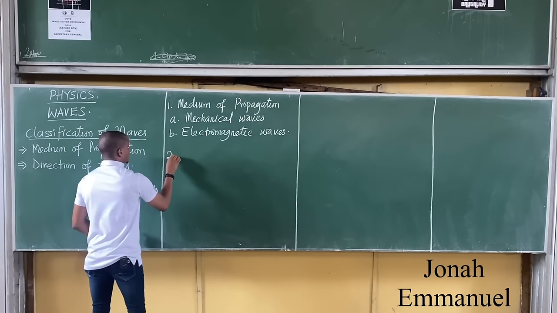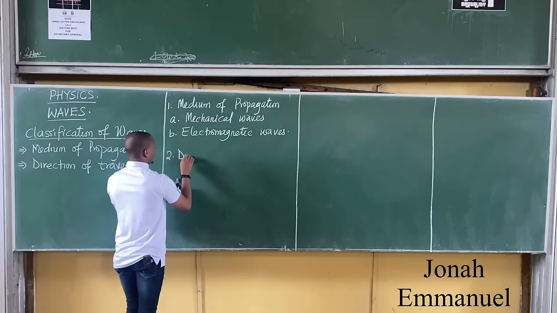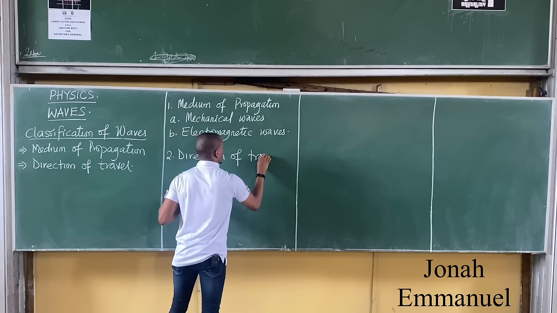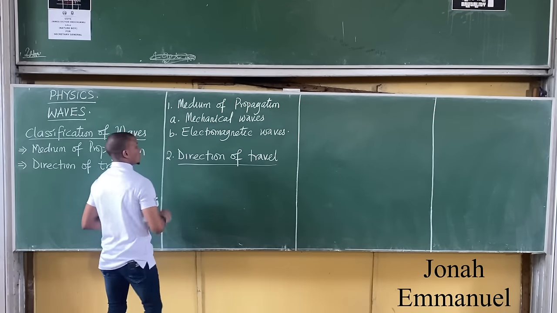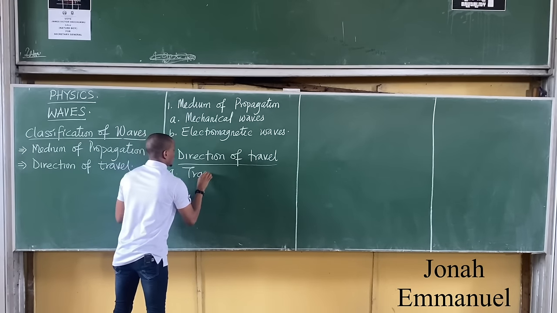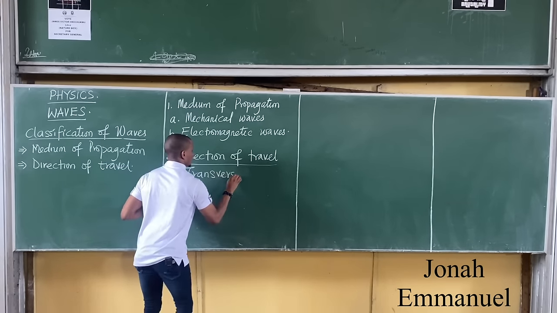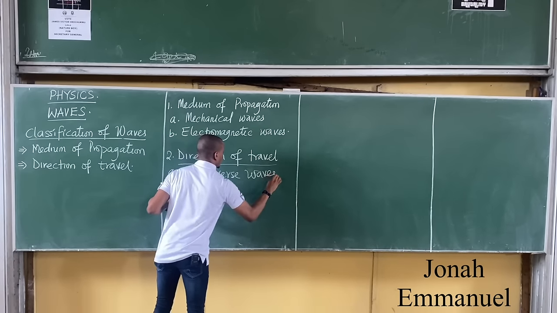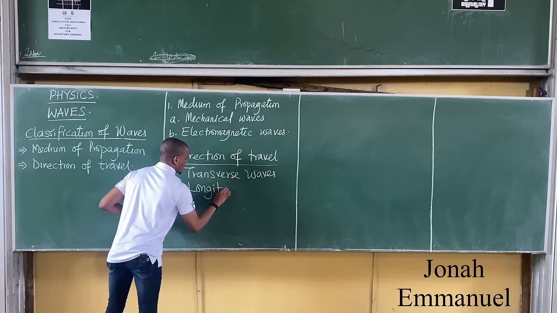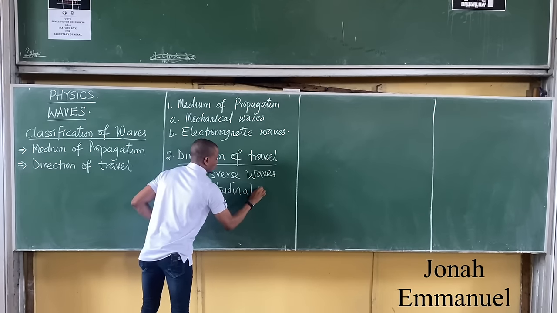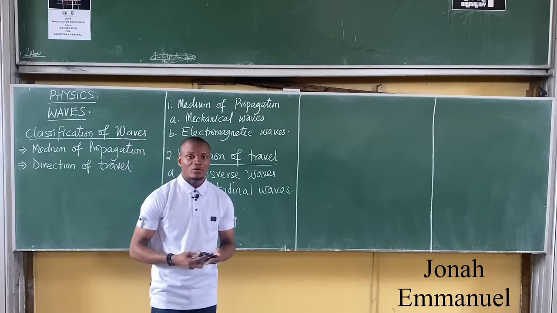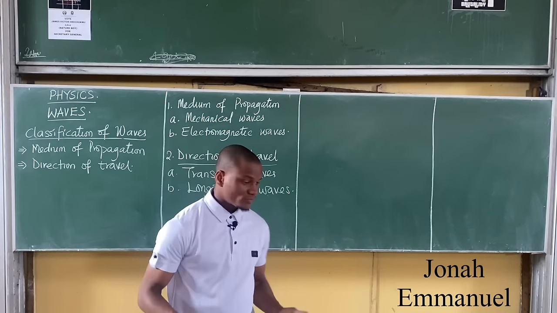Also, based on the direction of travel, we can classify waves into two. First one are called transverse waves. Also, we have longitudinal waves. What are transverse waves and what are longitudinal waves?